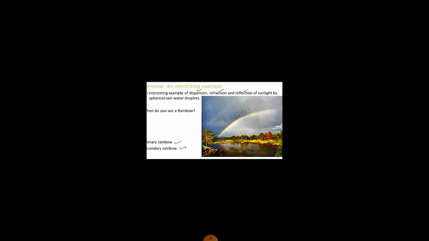Now there are two types of rainbow. One is the primary rainbow and the other is the secondary rainbow. Both are like the normal rainbow which you would have seen in the sky. The difference between the primary and secondary rainbow is because of the difference in the way they are formed. That's why one is named primary rainbow and the other secondary rainbow. So now we will look at how the rainbow is formed. Let's first look at the primary rainbow.